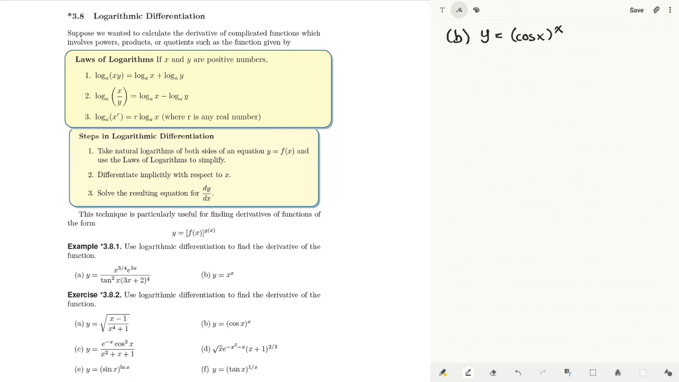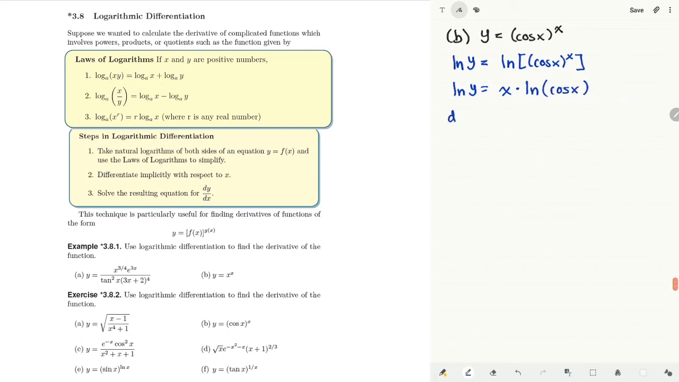In the next example, we have y equals cos x to the power of x. Again, this is in the form f of x to the power of g of x. So we need to use logarithmic differentiation to find the derivative. So we have the ln of y is equal to the ln of cos x to the power of x. So the third law, we will multiply the exponent of x in front of the logarithm. So that's x times the natural log of cos x.